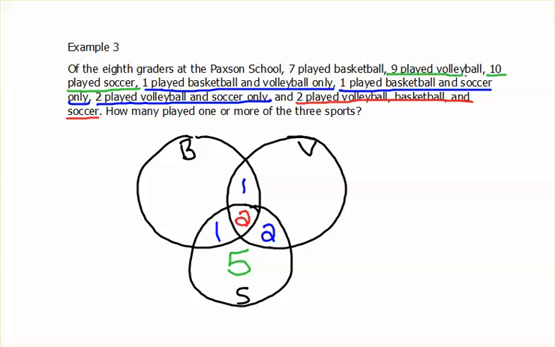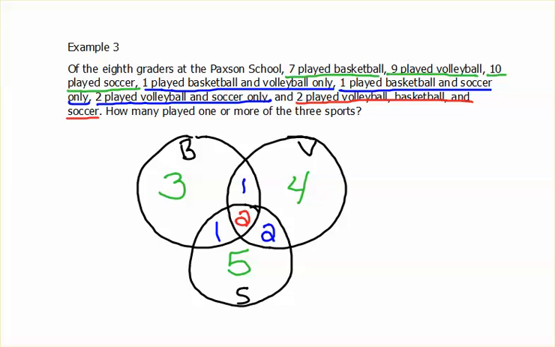It says 9 people played volleyball. So that's in this entire V circle. So we already have 5 accounted for. So if we need 9 total, we need 4 more. And now we're working our way continually backwards. 7 played basketball. So 7 belong in the basketball circle. We already have 4 accounted for, which means we need 3 more.